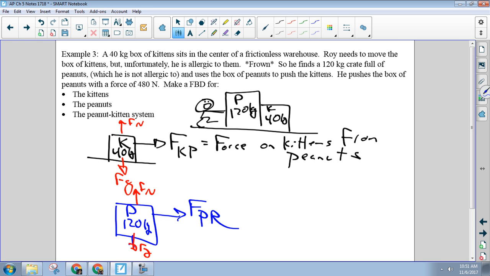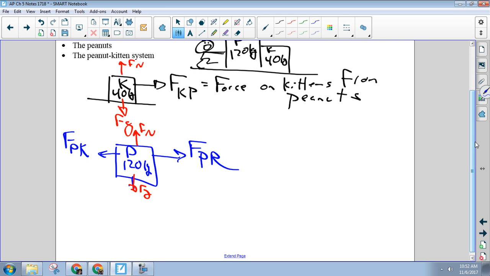All right. Now, are there other forces on the peanuts? Sure, we've got the box of kittens pushing back. Good. If the peanuts are pushing the kittens, then that also means that the kittens are pushing the peanuts, right? So here's the force on the peanuts from the kittens. Okay, and so the idea is because the kittens are in the way, the peanuts are not going to move as fast as they would if the kittens weren't there. Does that make sense? So that's how you should be processing this FPK, is that the peanuts are being pushed back by the kittens, thus slowing down the acceleration they would have otherwise. Follow?